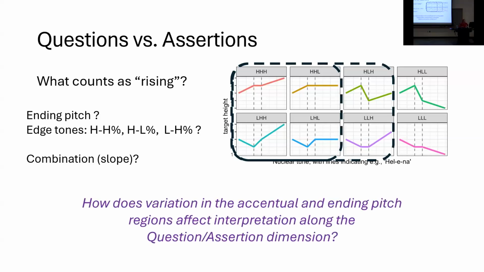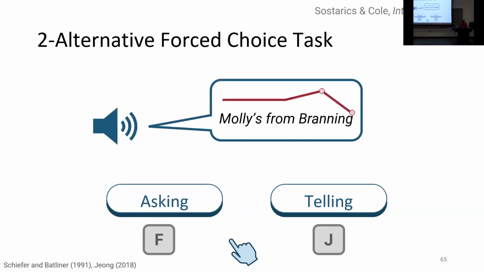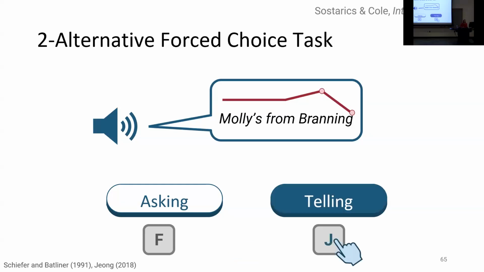how does variation in the accentual and ending pitch regions affect interpretation along the question assertion dimension? We investigate this with an experiment testing listeners' interpretation of variable falling and rising tunes as asking or telling. So participants listened to declarative utterances with resynthesized pitch contours, and they're asked to judge whether the speaker is asking them something or telling them something.